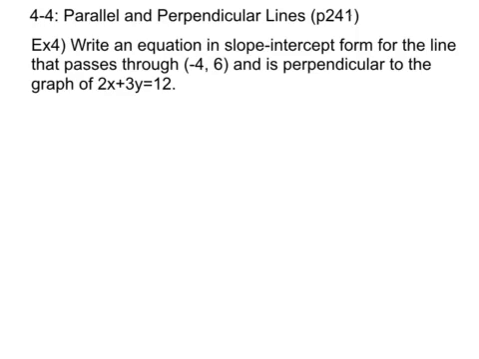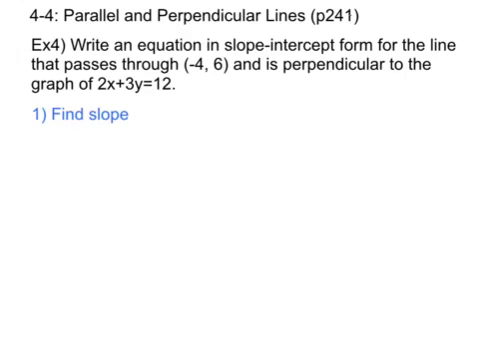We're going to go to example number 4. Example number 4 is on page 241. It says, write an equation in slope-intercept form for the line that passes through (-4, 6) and is perpendicular to the graph of 2x plus 3y equals 12. Alrighty, so we're going to use the very same steps. So the first thing we do is we find the slope.